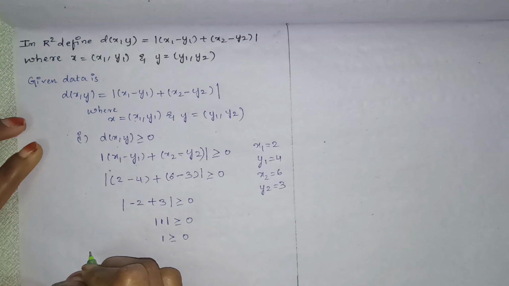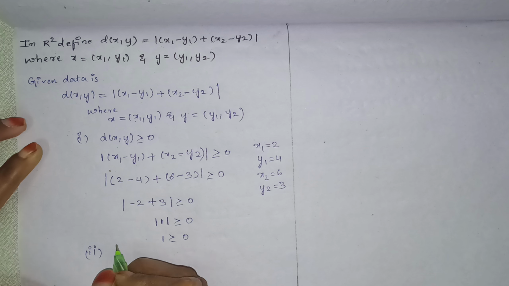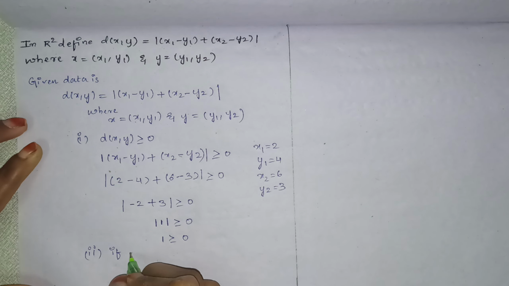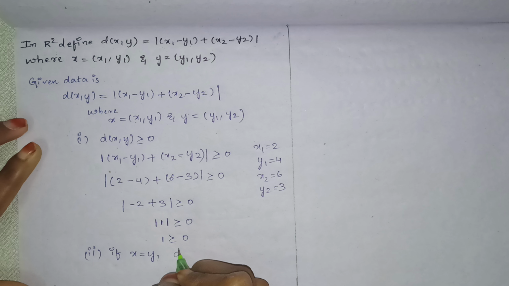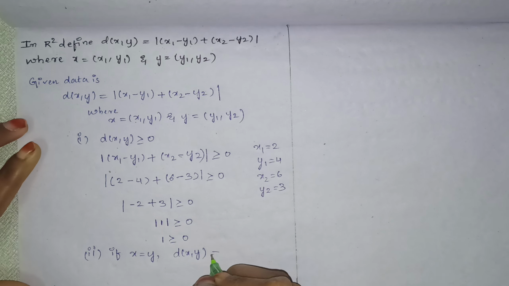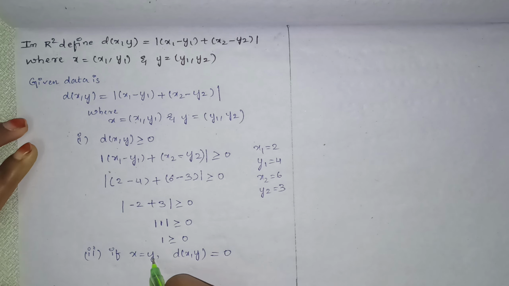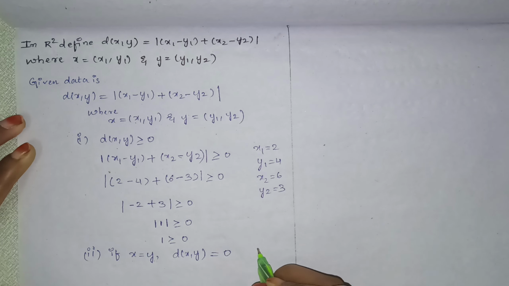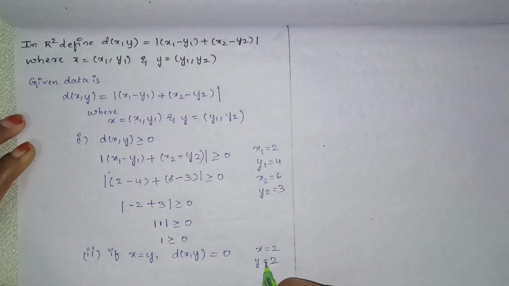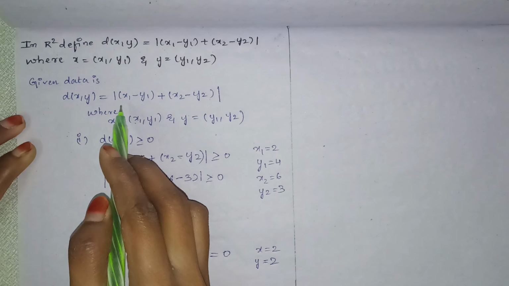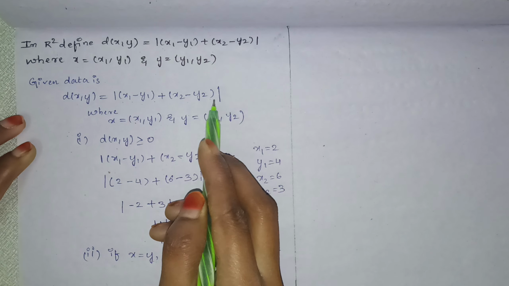And now the second property is the null property. If x is equal to y, then d of x comma y is equal to 0. Yes, this is the condition of the null property. Here in the metric space, the points are to be taken as the same, which is nothing but x should be equal to y. If x is equal to 2, then y should also be equal to 2. Then only d of x comma y is equal to 0. Therefore, we have mod x1 minus y1 plus x2 minus y2.